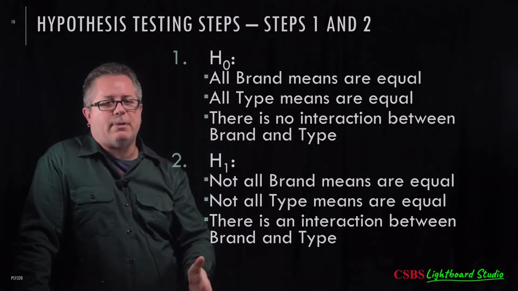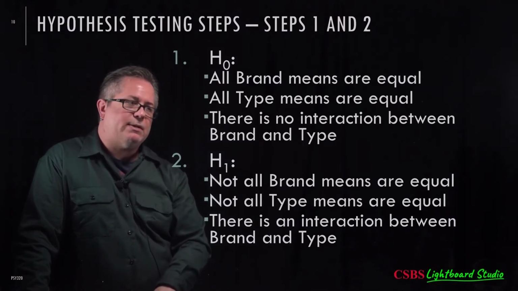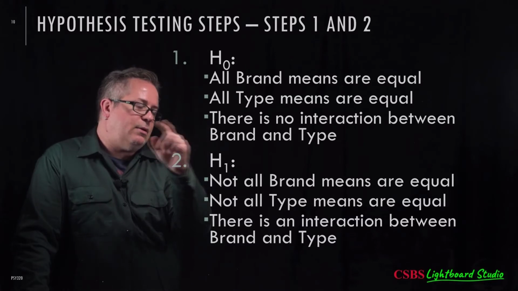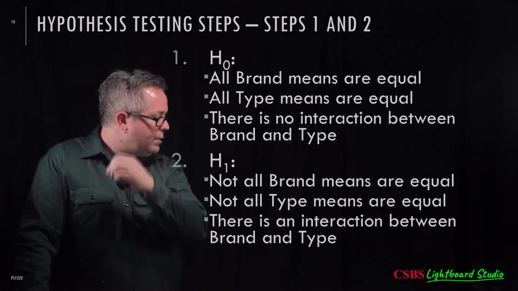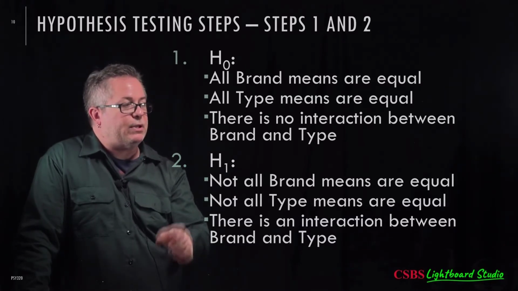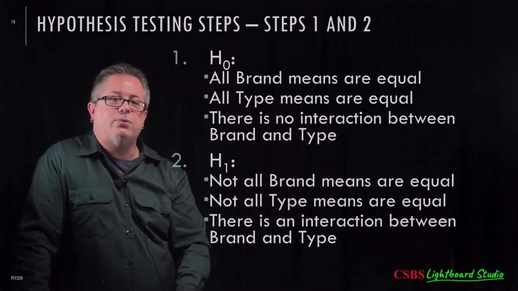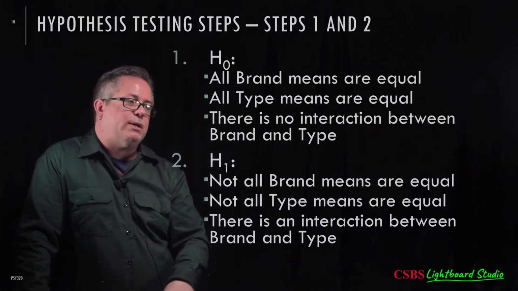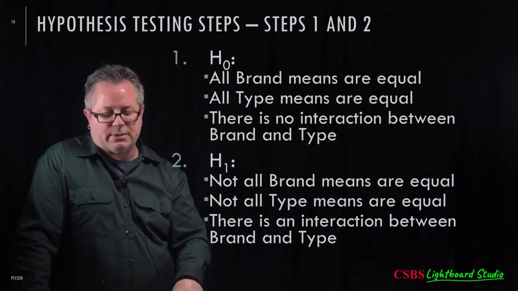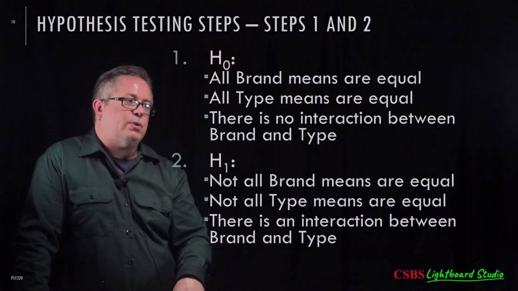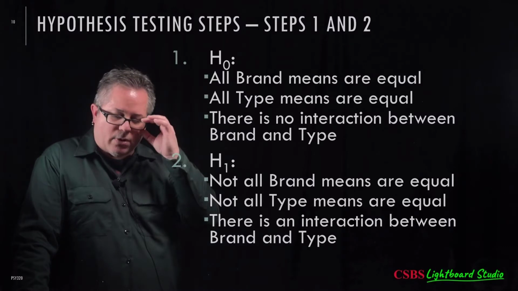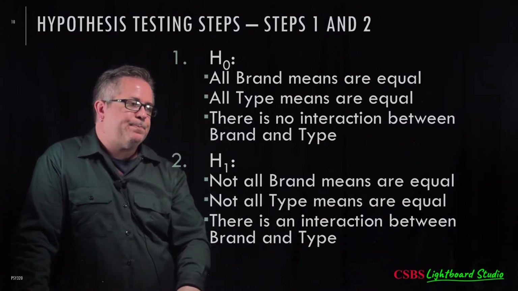Right? So it's the same idea, just we have one for each main effect, and then we have a null hypothesis for the interaction that is, well, there isn't one. There's no interaction present between brand and type. And those are the null hypotheses. So the things we're trying to either retain or reject as part of our hypothesis testing steps.